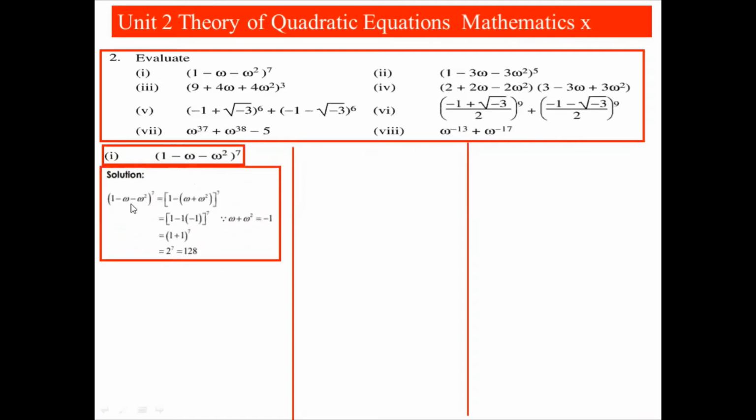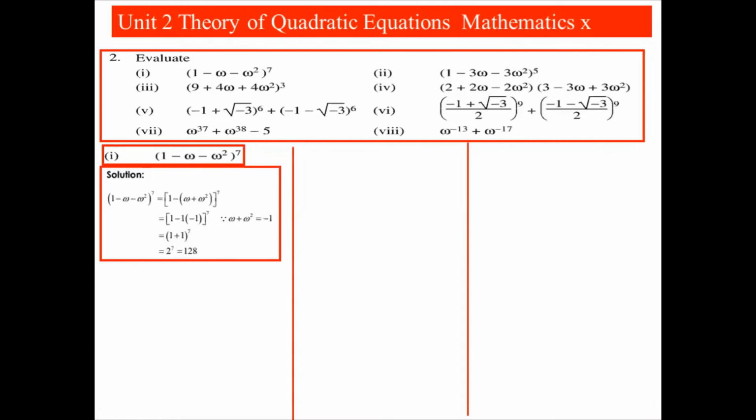So from here we can write 1 minus omega square, and when we take minus common, within bracket we have omega plus omega square, whole raised to power 7, and we know that 1 plus omega plus omega square is equal to 0. So from this equation we can write omega plus omega square is equal to minus 1. So replacing the value of omega plus omega square with minus 1, this minus and this minus will be positive 1, so (1 plus 1) whole raised to power 7, 2 raised to power 7, which is 128.